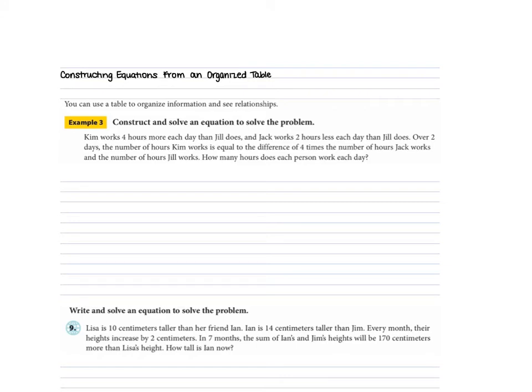So look back from the beginning. It tells us that Kim works 4 hours more each day than Jill does. So Kim is going to be x plus 4.